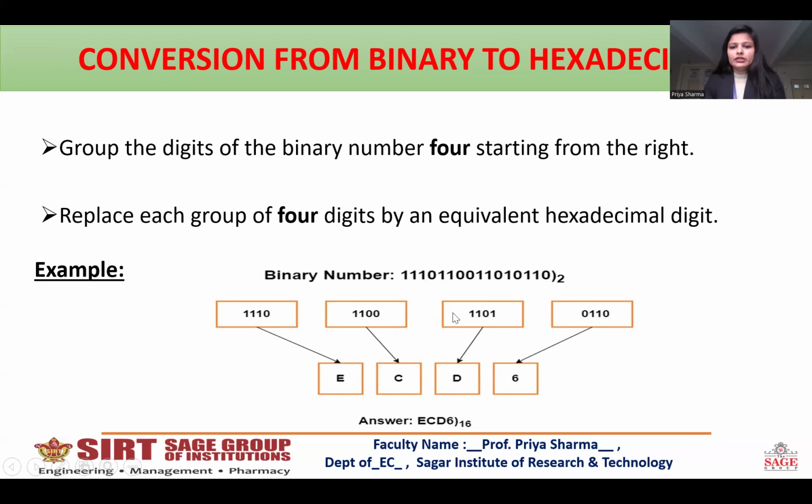And the equivalent we'll write like this: 0 into 2 to the power 0 plus 1 into 2 to the power 1 plus 1 into 2 to the power 0 plus 0 into 2 to the power 3 will give us 6. And this is how it is being converted. This binary digit is equivalent to ECD6 to the base 16. E will represent 15, C will represent 12, and D will represent 13.